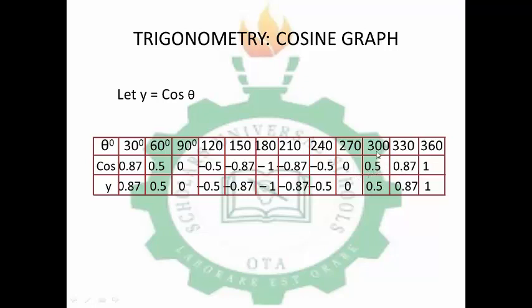That's why we have All Scholars Teachers here. So you see that 300, 330, and 360 are in the fourth quadrant, and that is why the values of cos there are positive. So since y equals cos theta, you can see the values. You just repeat the values here because y is directly equal to cos theta. There's nothing attached. So let us go further.